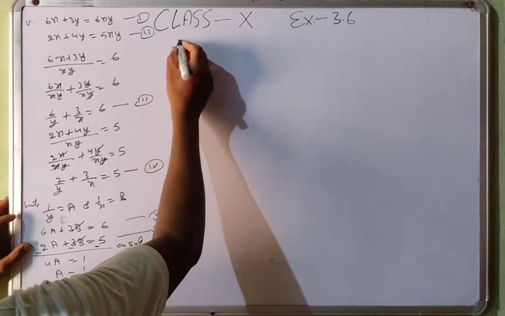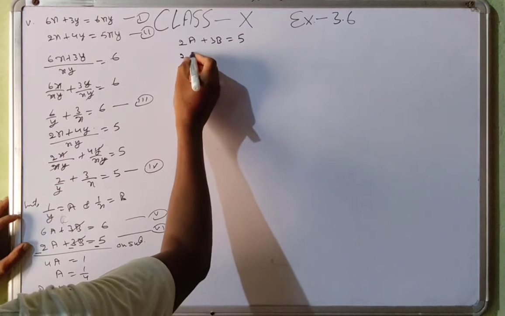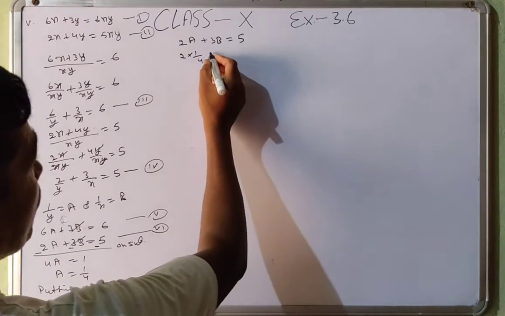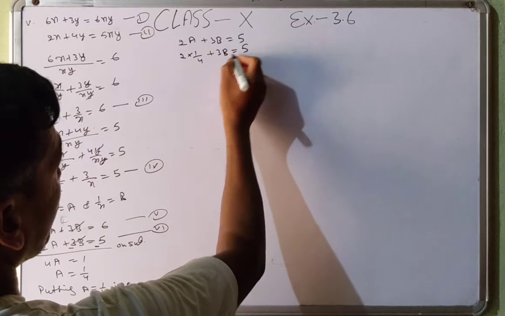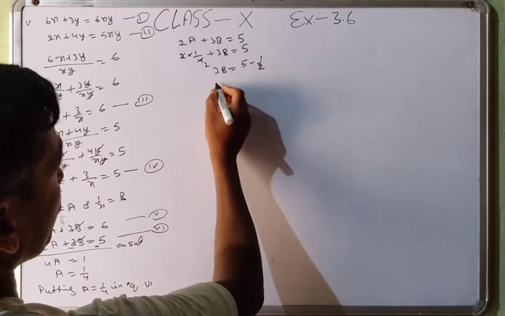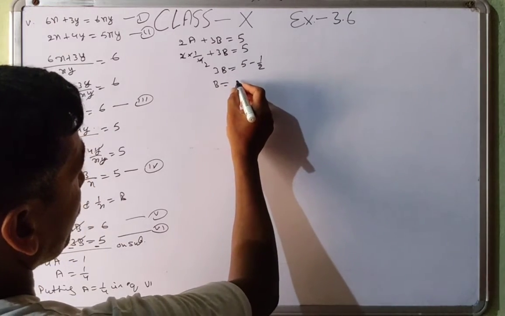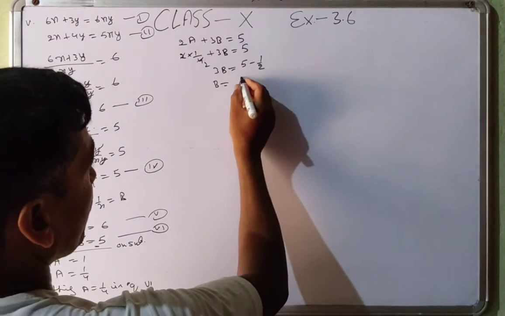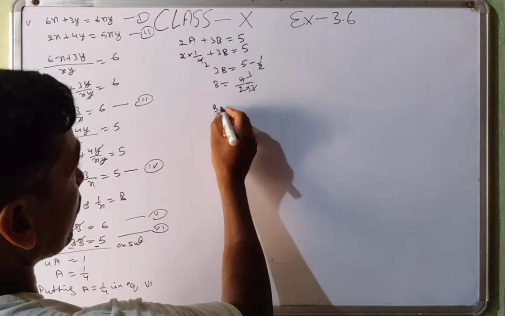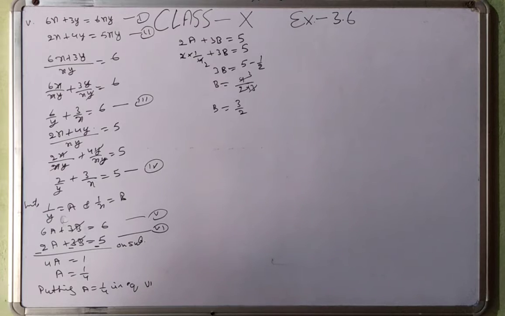So the sixth equation is 2a plus 3b is equal to 5. So 2 into 1 upon 4 plus 3b is equal to 5. So 2 twos are 4, so 3b is equal to 5 minus 1 upon 2. So b is equal to 5 minus 1 upon 2, that will be 10 minus 1, 9 upon 2, and then that 3 also will come here. So 3 threes are 9, so b is equal to 3 upon 2. a is equal to 1 upon 4, b is equal to 3 upon 2.